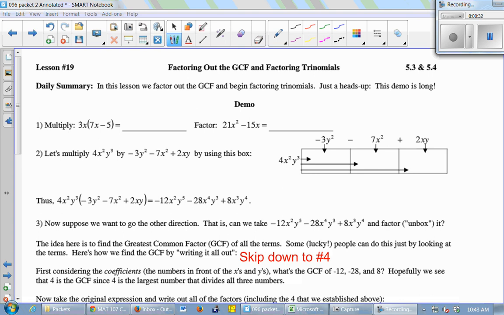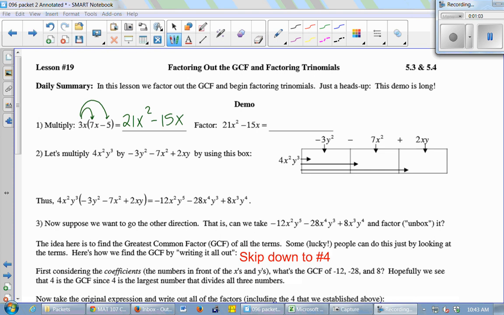So let's multiply 3x times 7x minus 5. Can you guys do that in your head? Do you want me to? It's already up there. How did you know that was the answer? Yeah, so some people learn this where they do 3x times each thing in parentheses, and you get 21x squared minus 15x. So I can multiply those two things and get 21x squared minus 15x.